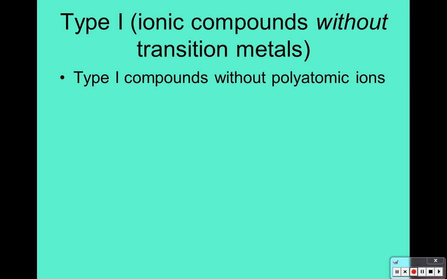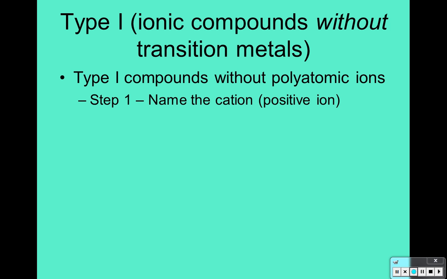We're going to break those down into two groups. We're going to talk about type 1 compounds without polyatomic ions, and then next we're going to talk about type 1 compounds with polyatomic ions. If you remember from your atomic count sheet, polyatomic ions are ions that actually have more than one element in them. Like SO4 is sulfate, NO3 is nitrate, OH is hydroxide, that kind of thing.